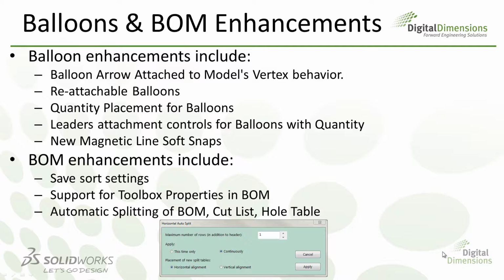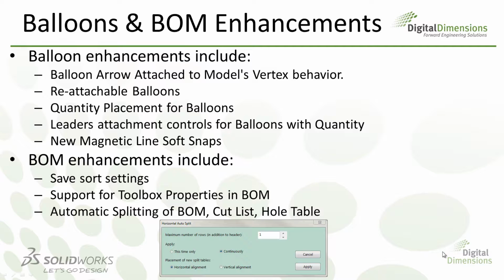The next enhancement here, quantity placement for balloons. This refers to the quantity when added to a balloon. We can now control the spacing relative to the quantity number with regards to the balloon. The next enhancement, leader attachment controls for balloons with quantity. So on balloons with a quantity, we can now specify how the leader attachment is attached to the quantity or is actually attached to the balloon. So now we can specify that.